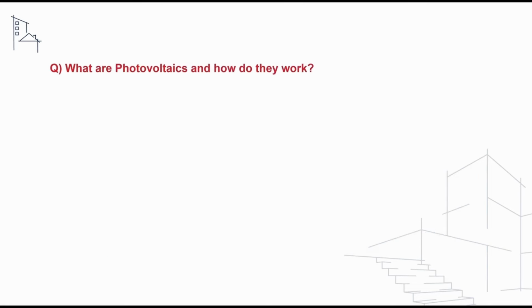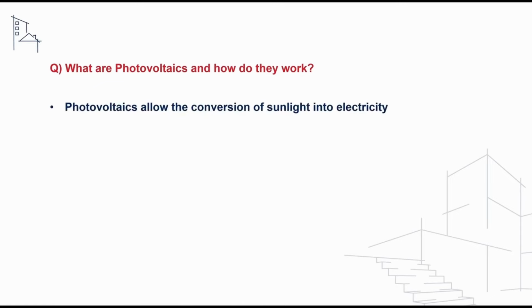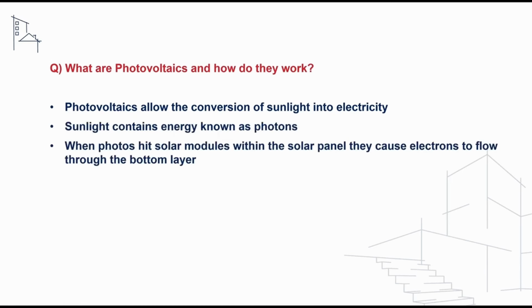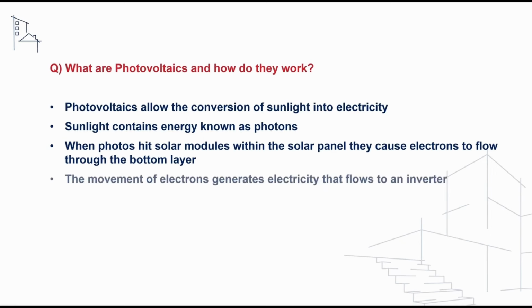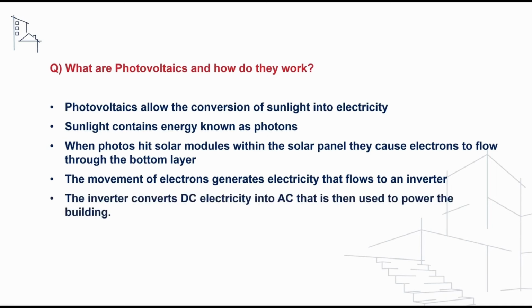The next question we'll take a look at is what are photovoltaics and how do they work? And to address this, we can say that photovoltaics allow the conversion of sunlight into electricity. Sunlight contains energy known as photons, and when photons hit solar modules within the solar panel, they cause electrons to flow through the bottom layer. The movement of electrons generates electricity that flows to an inverter, and the inverter converts DC electricity into AC that is then used to power the building.